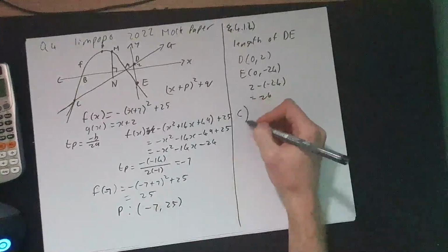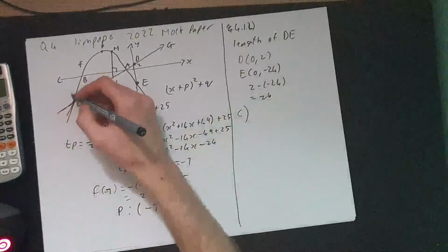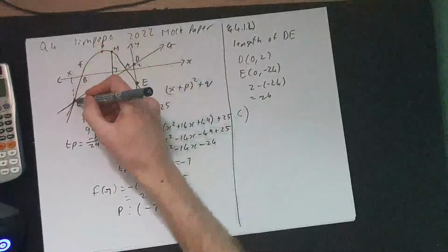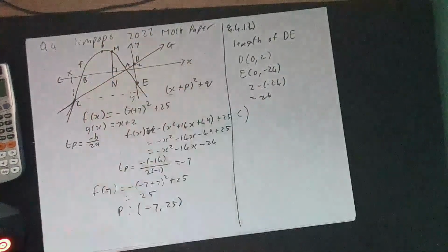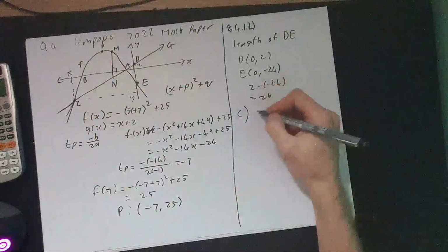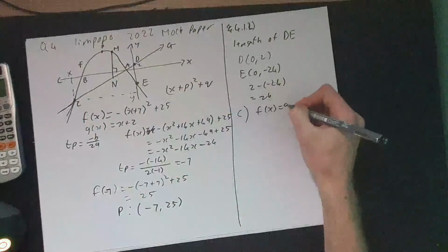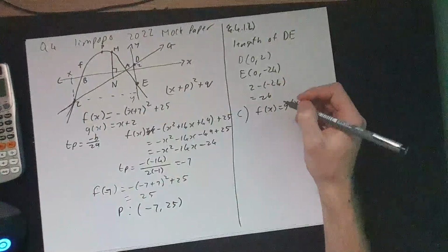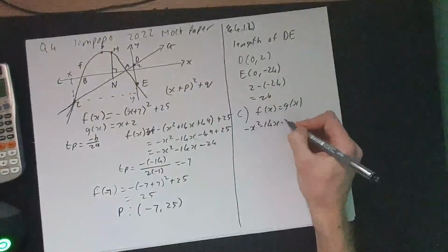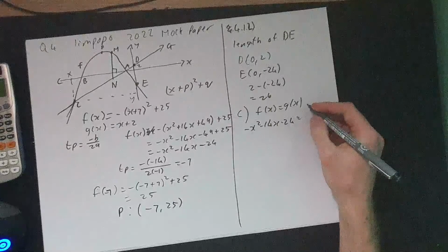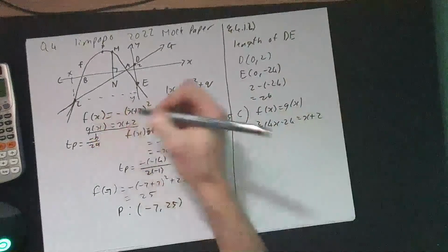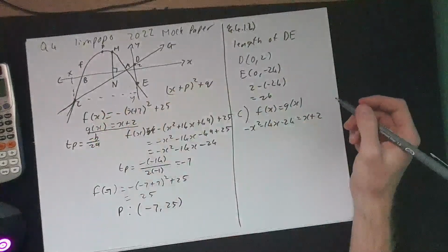Okay, now whenever you find the coordinate of C, you can see the two of them intersect each other, which means they both have the same x value and the exact same y value. Okay, so what do we then do? We equate the two equations equal to each other. So we're finding where f of x equals g of x. So we have minus x squared minus 14x minus 24 is equal to g of x, which is x plus 2. Okay, so there's g of x. Okay, and then we solve for x.